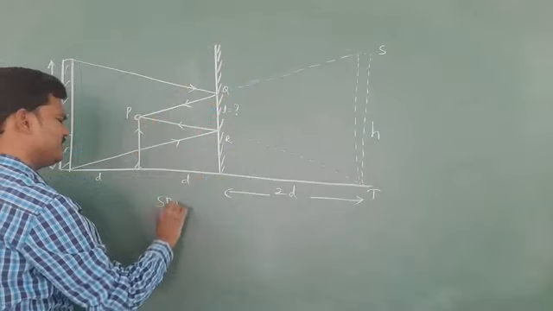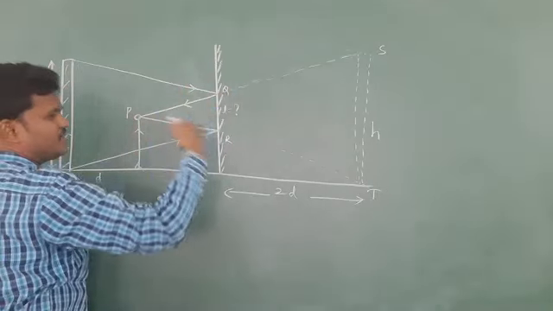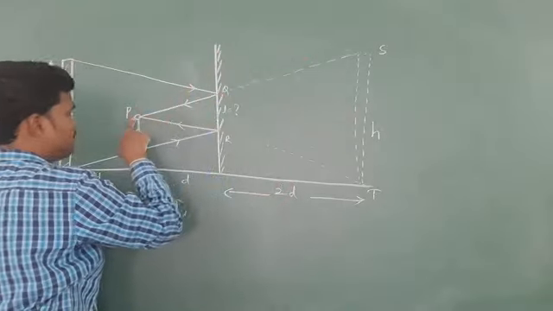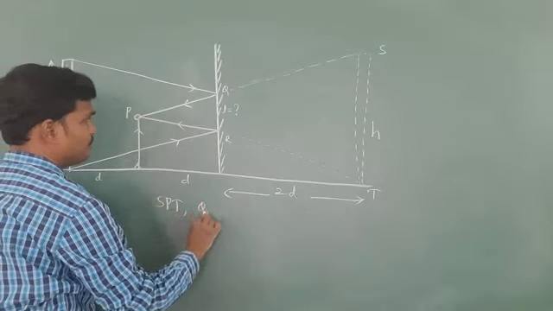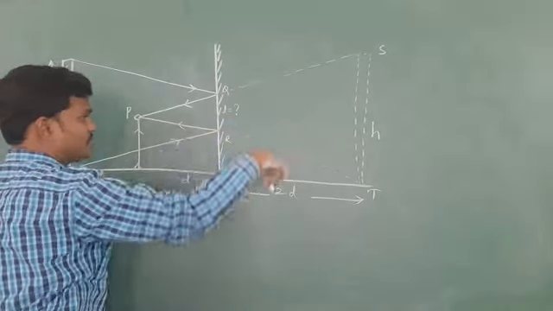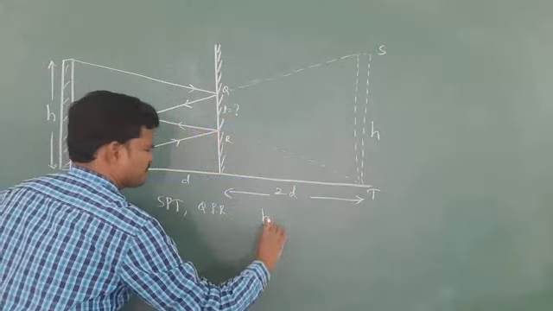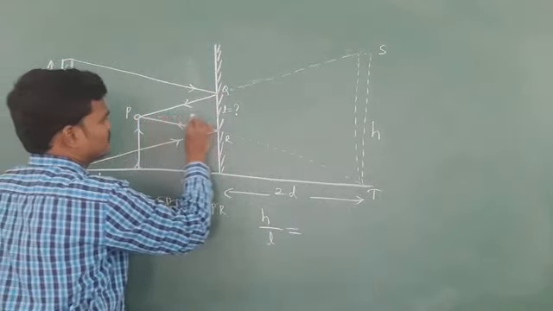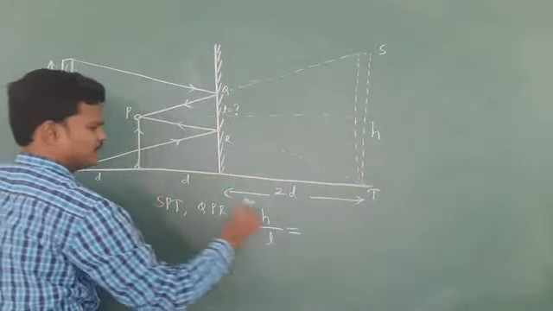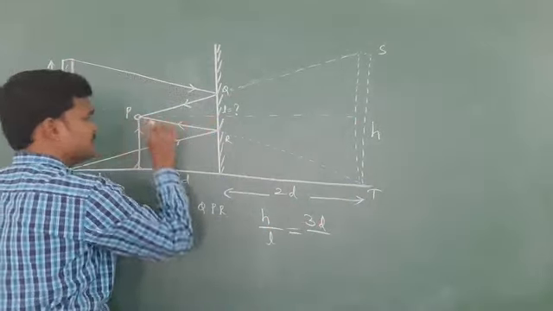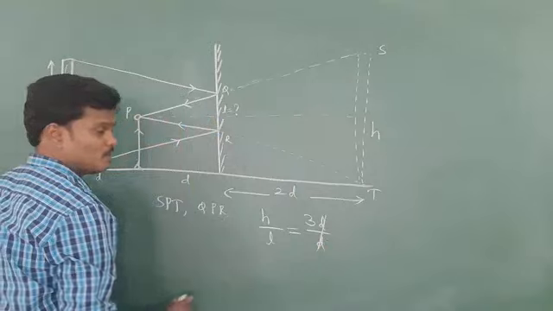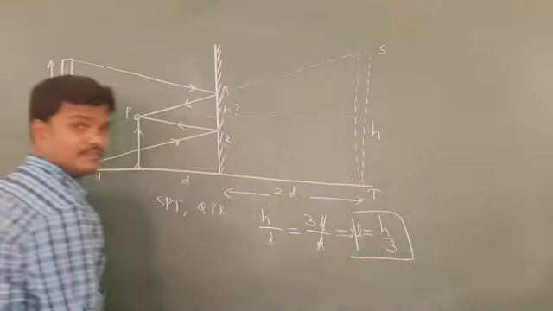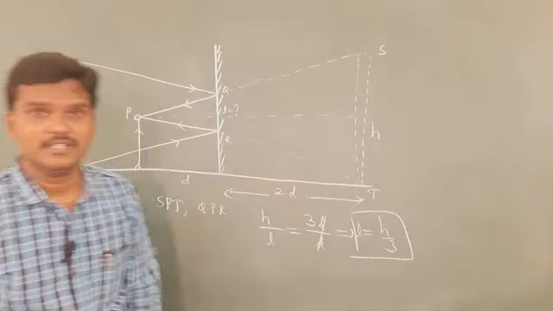So I am using triangle SPT and QRP. Height by height, H by L, is equal to base by base. The base of the bigger one is 2D plus D, 3D. The base of the smaller one is D. Now what is the length of the mirror required by him? The length of the mirror required by him is H by 3.